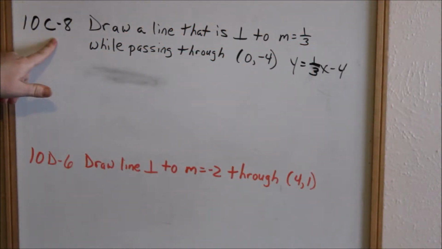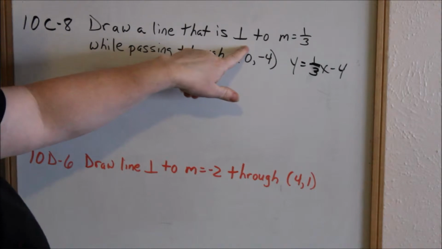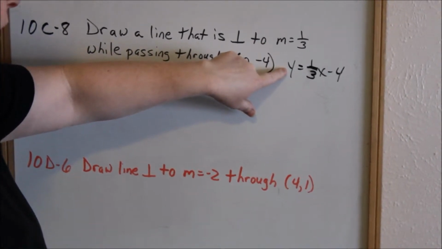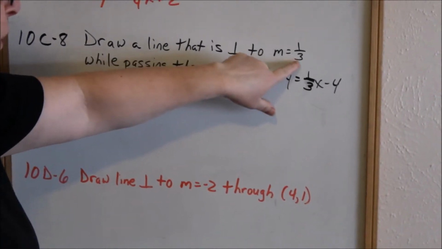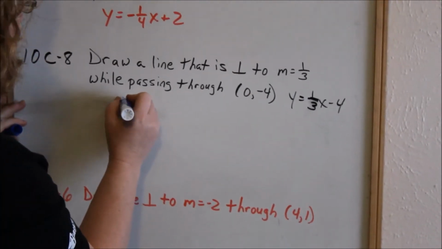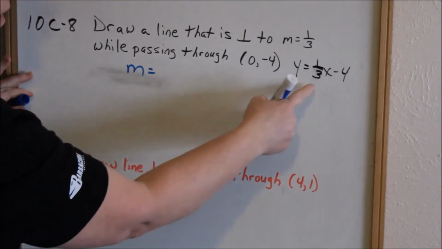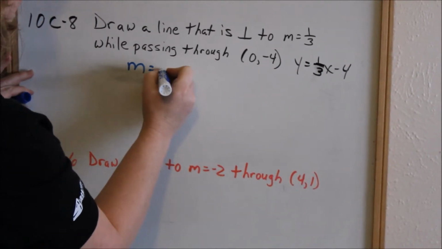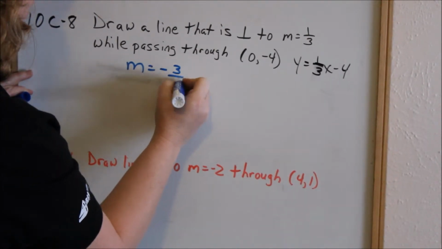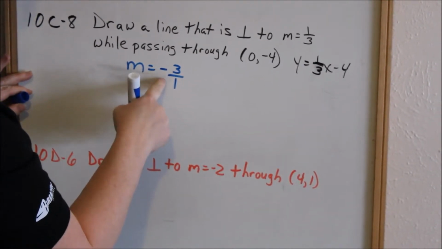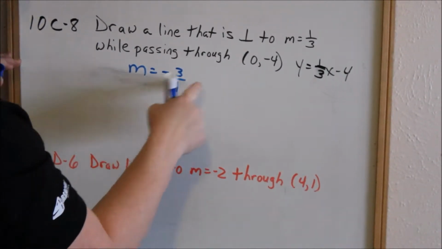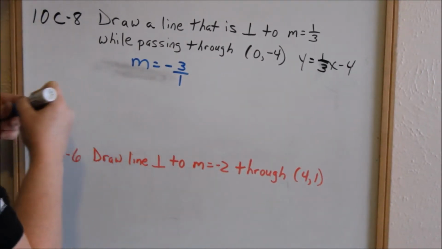Okay, we're going to be looking at 10c8. It says draw a line that is perpendicular to this equation right here. We want to be perpendicular to y equals 1/3 x minus 4. So you can see we want to be perpendicular to 1/3. That means we need to have the opposite sign. Right now it's a positive slope, so we know we're going to need a negative. And then we want the reciprocal of 1/3, which is 3/1. So we're going to have a slope of -3/1. So we'll go down 3 and then over to the right 1 when we're graphing. And we're going to go through the point 0, -4.